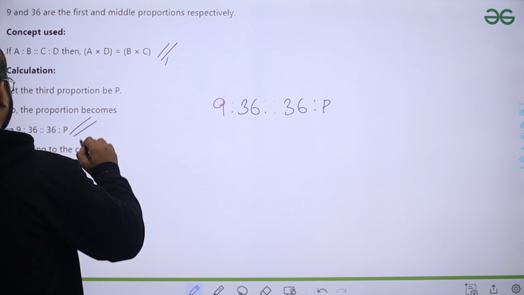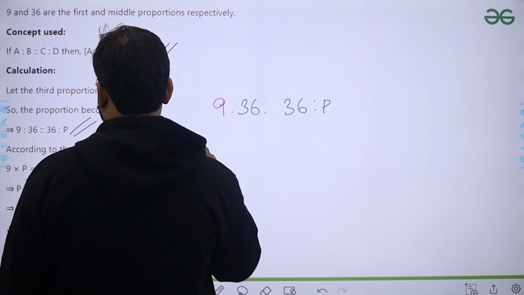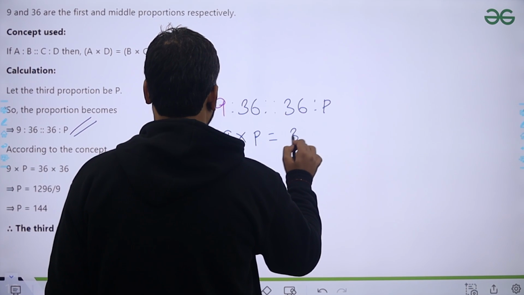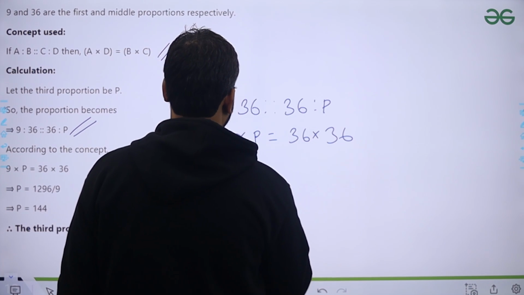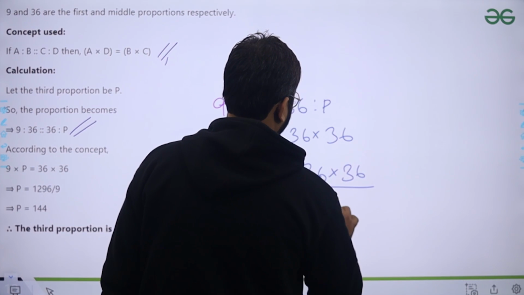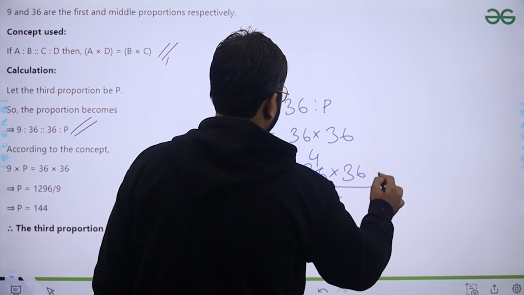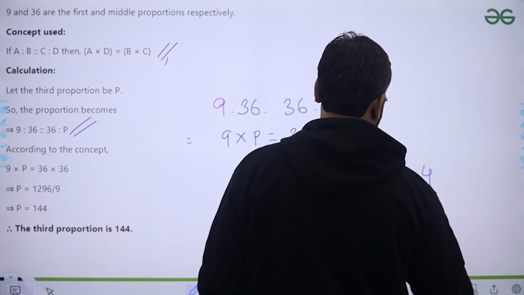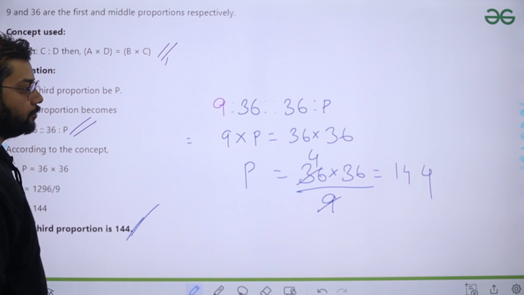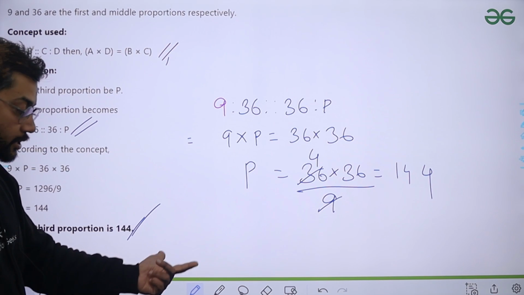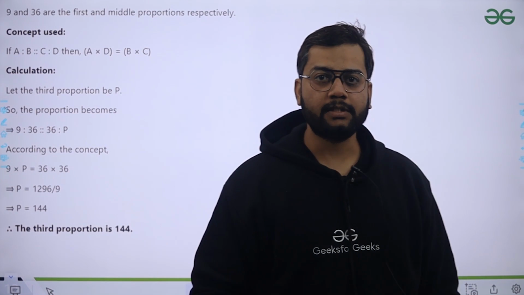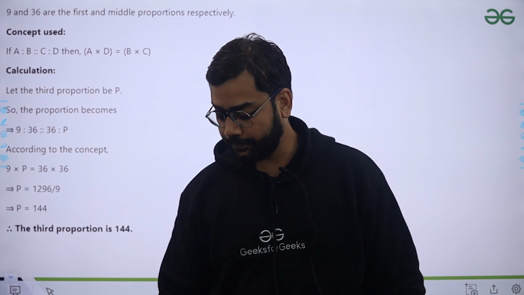आप इसको solve करो. So 9 is to 36. अब इसको आप solve करोगे. So this will be 9 into P is equal to 36 into 36. So P value is equal to 36 into 36 divided by 9. 9, 4. Okay. So this will be 144. Okay. So the third proportion is equal to what? 144. You remember the formula. Also, once you remember the formula, where this formula can be applicable, this whole story is really important.